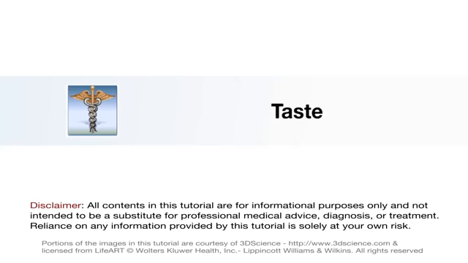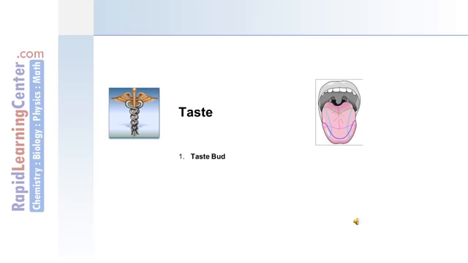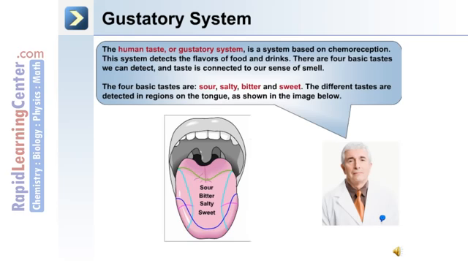Now we'll move on to discuss the special sense of taste, including the structure of taste buds and taste neural pathways. The gustatory system. The human taste or gustatory system is a system based on chemoreception. This system detects the flavors of foods and drinks, and there are four basic tastes we can detect. Taste is connected to our sense of smell. The four basic tastes are sour, salty, bitter, and sweet. The different tastes are detected in regions on the tongue as shown in the image below.